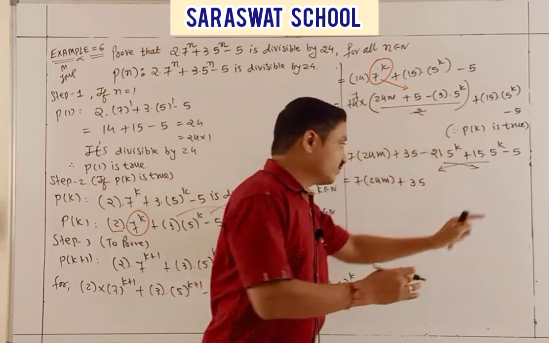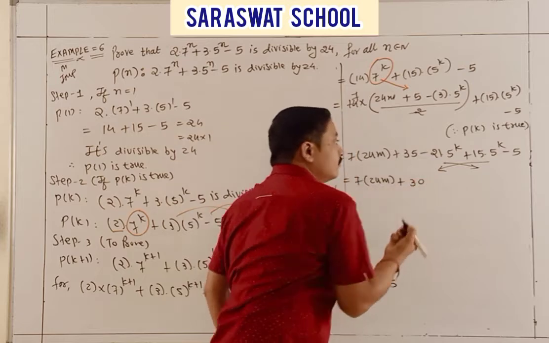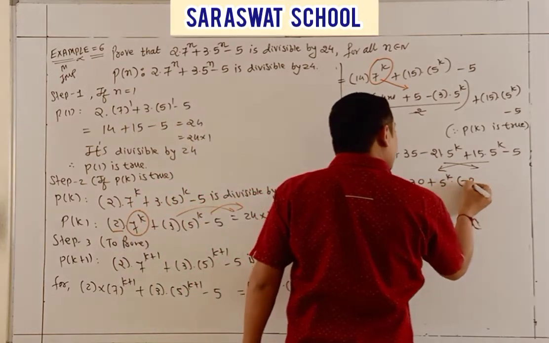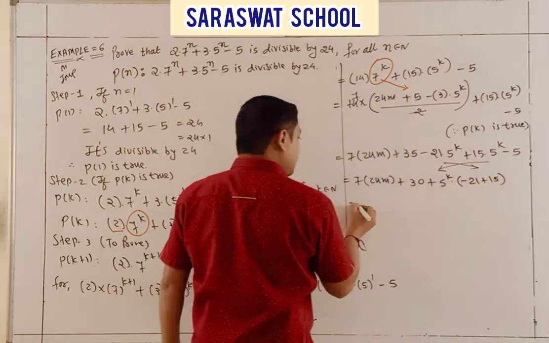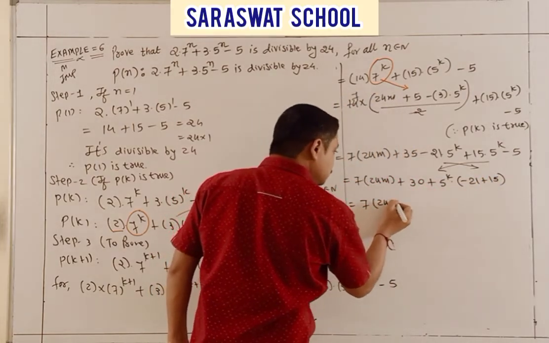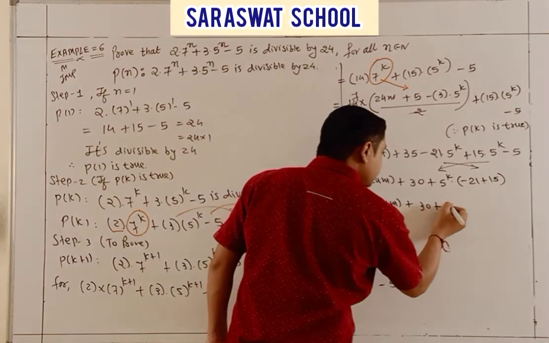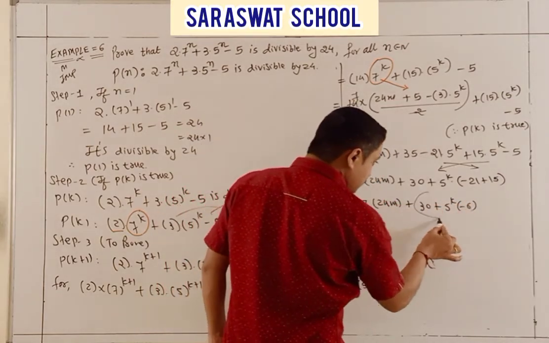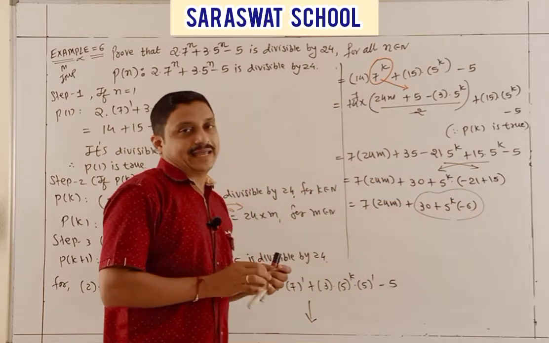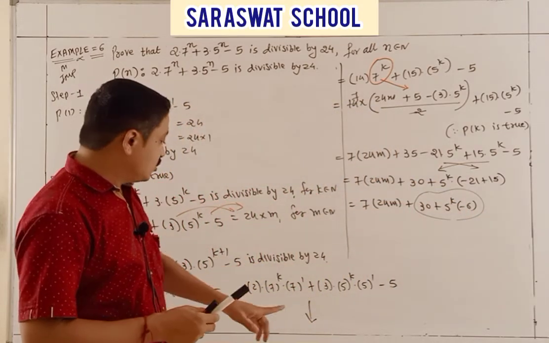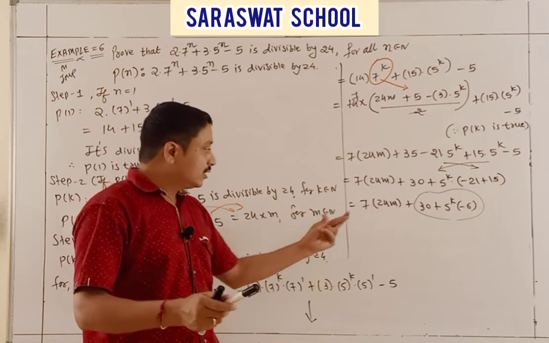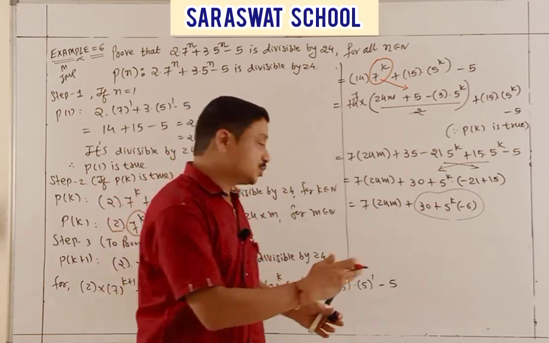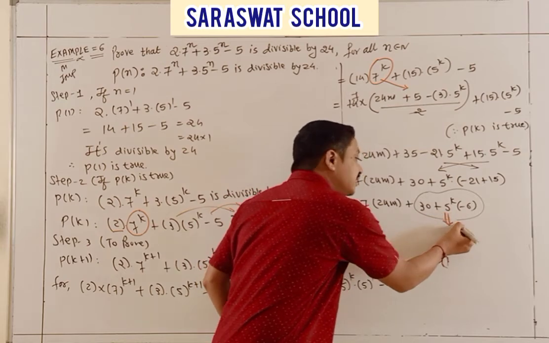35 minus 5 gets 30. And here, just taking 5 raised to k common, minus 21 plus 15. That is also known. What is that? It is minus 6. Yes students, this particular part I explain now, because I want it divisible by 24. Here 24 is divisible, but here I have to prove it, so I will explain that value.